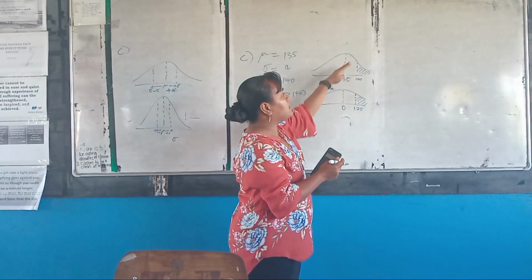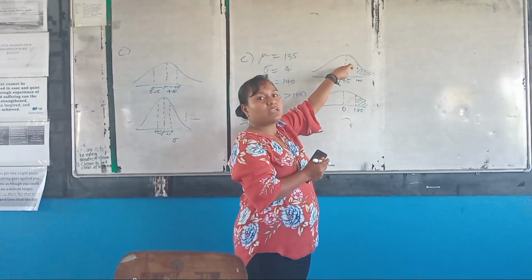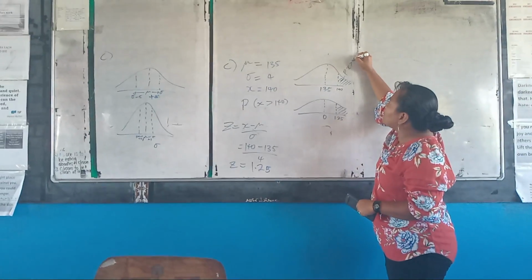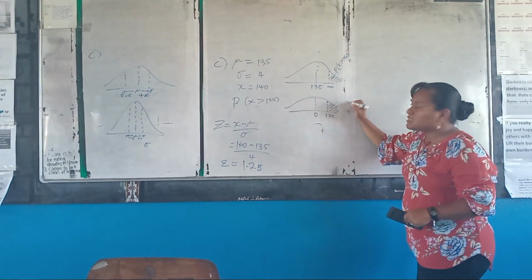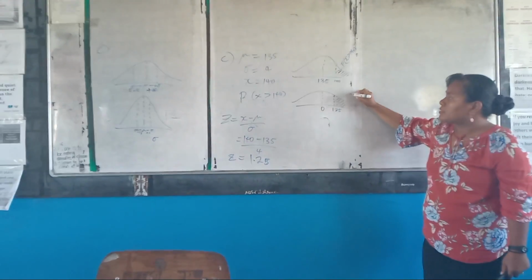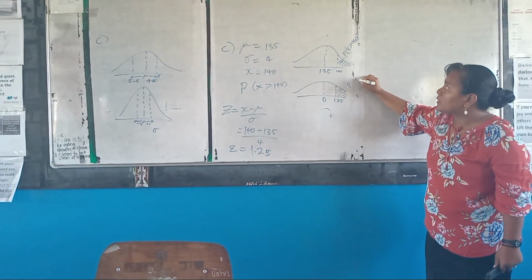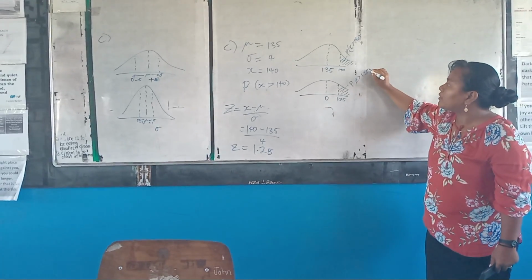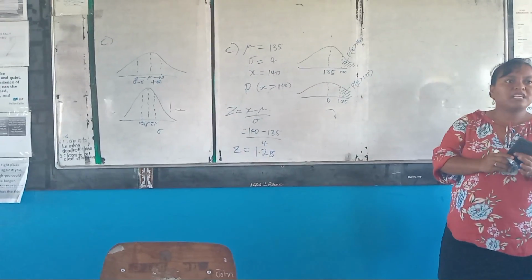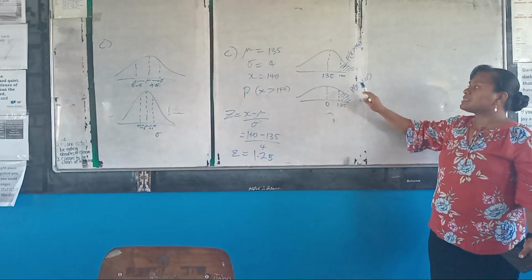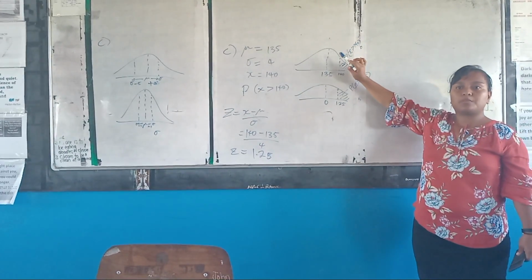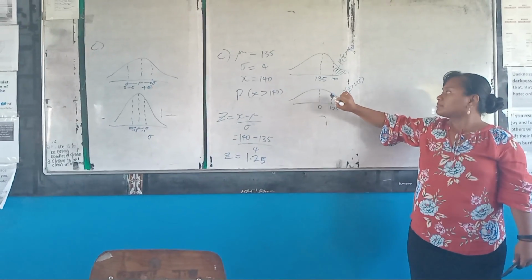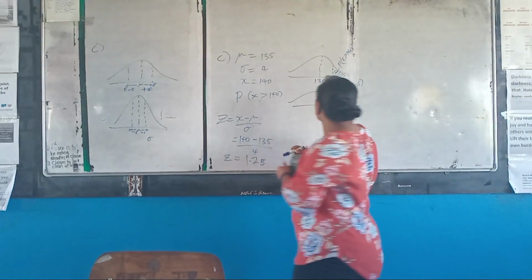Okay, good. So you'll be shading this way or that way? It's like reflecting the one above. This one is the probability of x greater than 140. This is the probability of z greater than 1.25. This one is x, this one is z. This is the normal distribution curve, this one is the standard normal curve. Okay, so moving on, is this the answer?